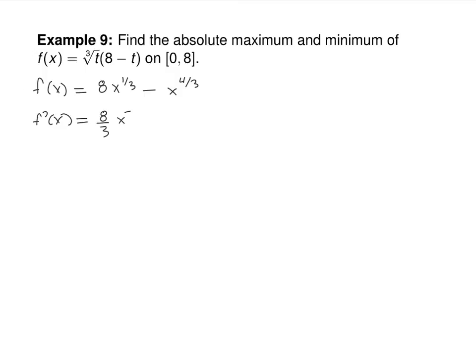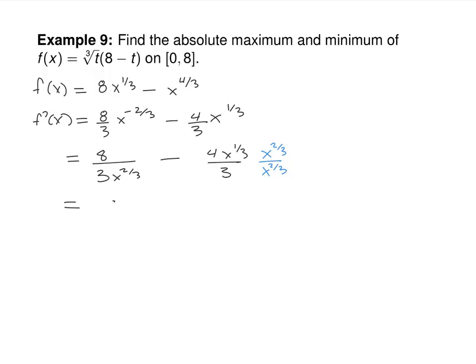8/3 x to the negative 2/3 minus 4/3 x to the 1/3. Great. So let's simplify that. 8 over 3x to the 2/3 minus 4x to the 1/3 over 3. Which fraction needs something and what does it need? The second one needs x to the 2/3. So that's going to be, and look, it works out nice, doesn't it? 8 minus 4x over 3x to the 2/3.